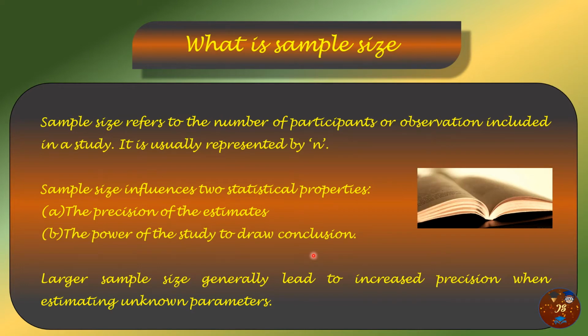And the power of the study to draw the conclusion means that whatever the sample size we determine and whatever the characteristic features of the sample, after the research on that sample, the result should be fair enough to draw the conclusion about the characteristics of the population from which the sample has been chosen. Larger sample size generally leads to increased precision when estimating unknown parameters. So the more sample we include, the more the accuracy of the research work.